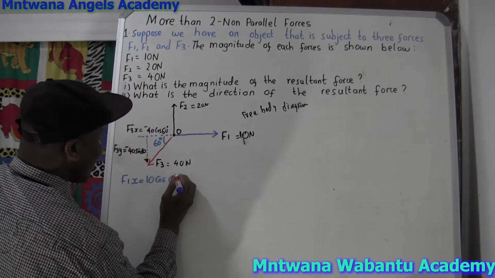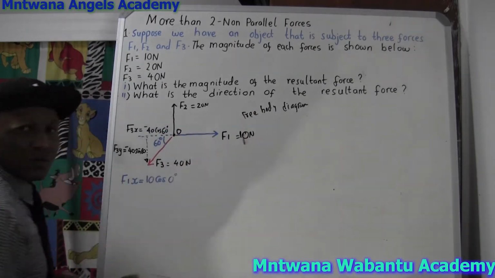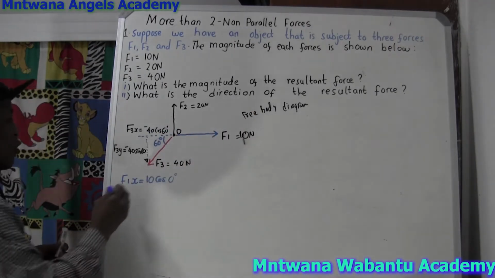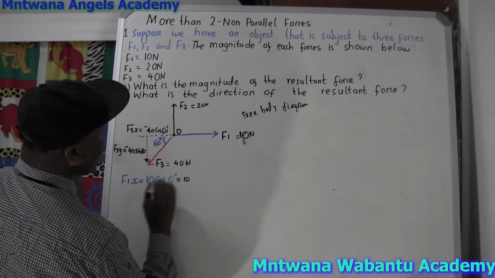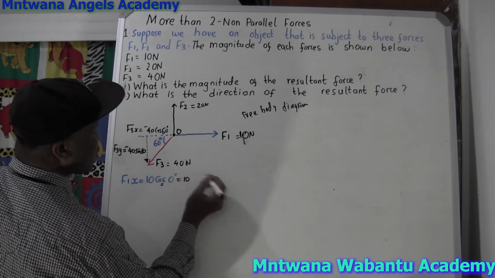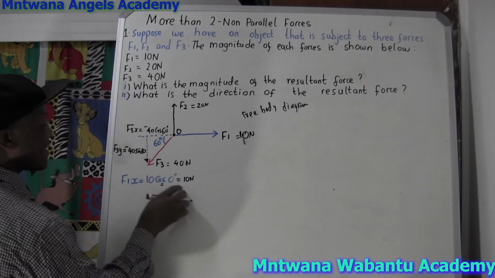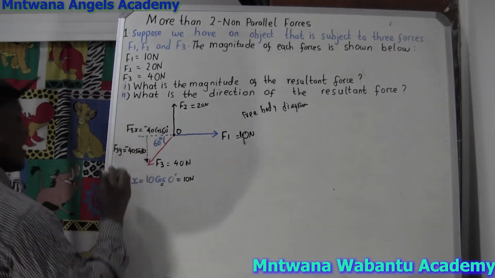So cos of 0. And why do I say cos? Because it's horizontal, we just did it before. Cos of 0 equals 1, so it's 10 times 1, which equals 10 Newton. So F1x equals 10 Newton. Now let's go to F2x.